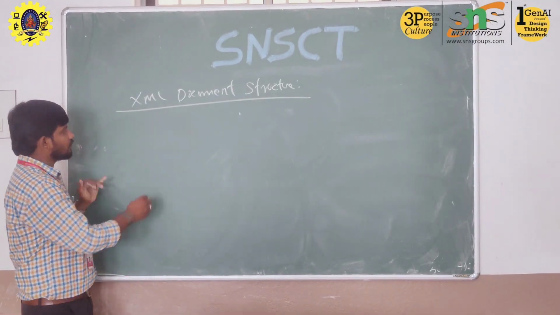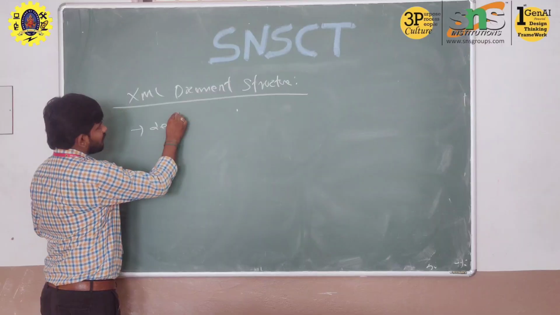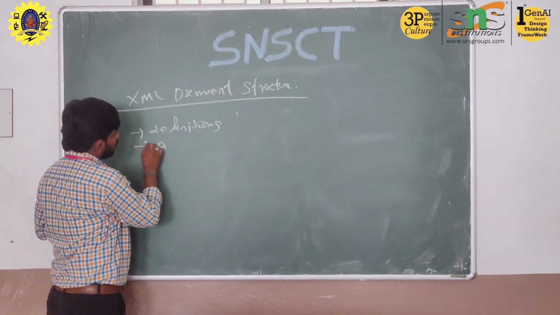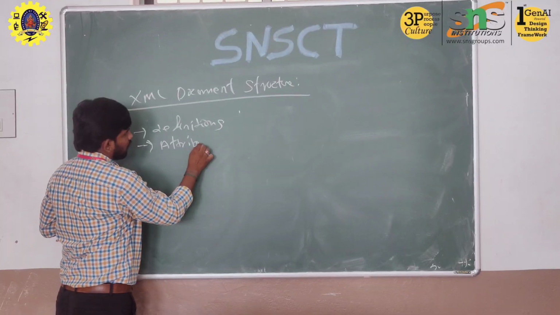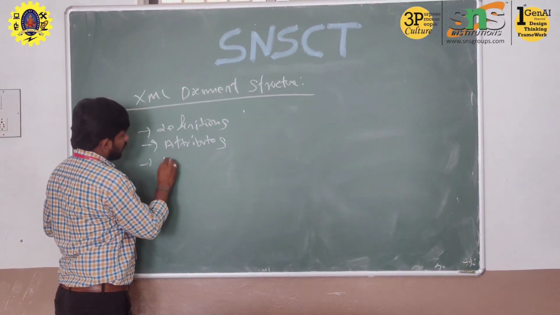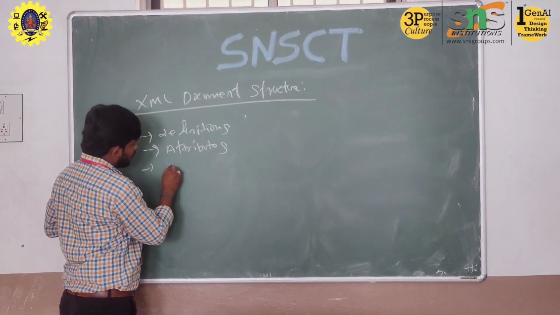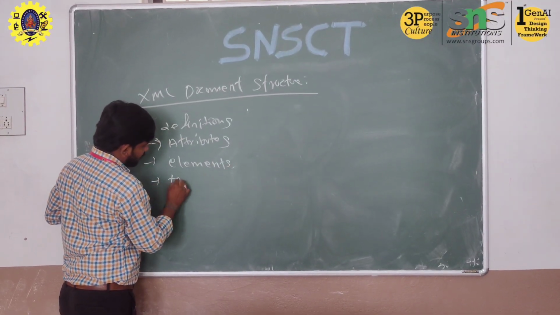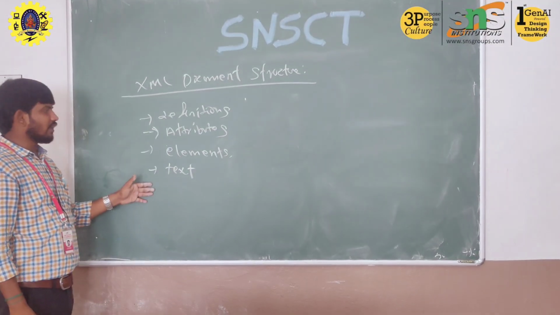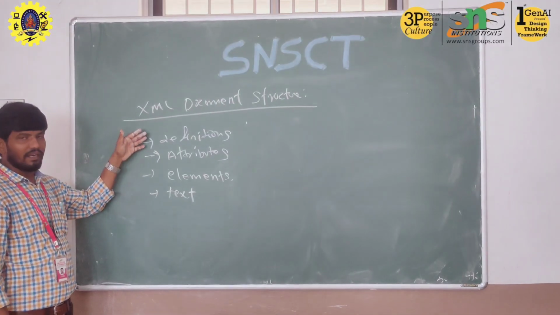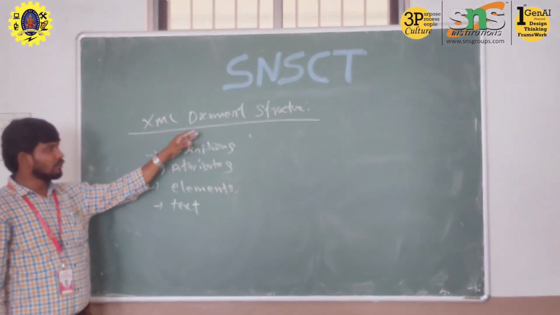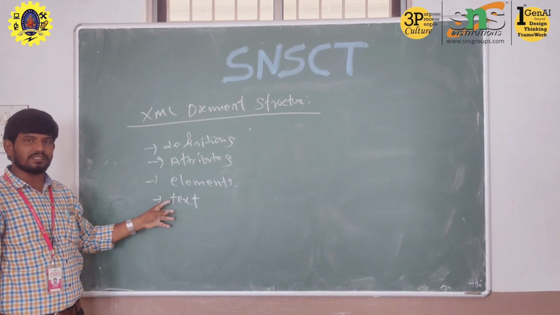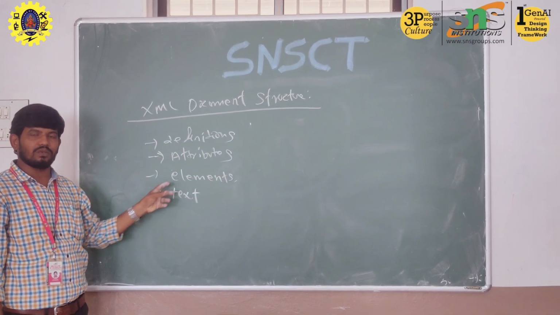This XML document structure contains definition, attributes, elements, and text. So these four things make up the XML document structure. What is the use of these four things? They are used for transmitting data from one XML to another XML.